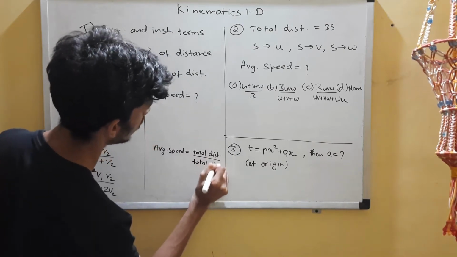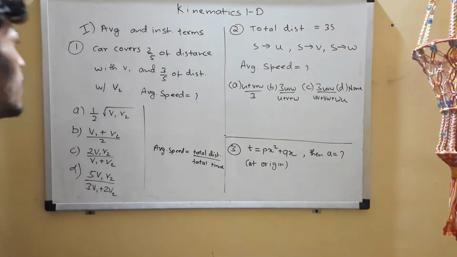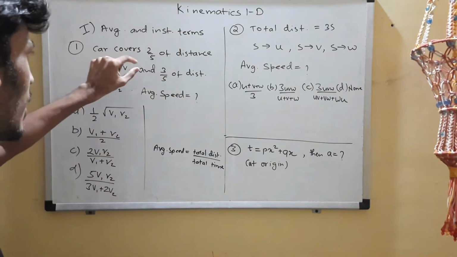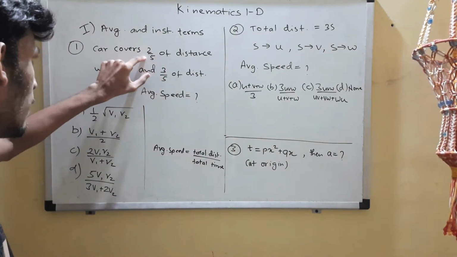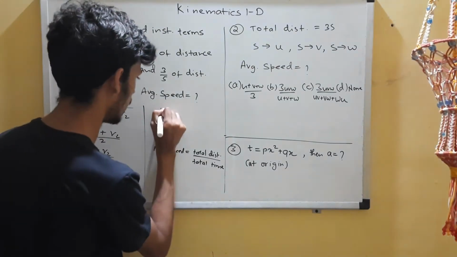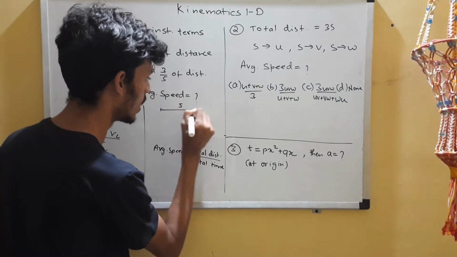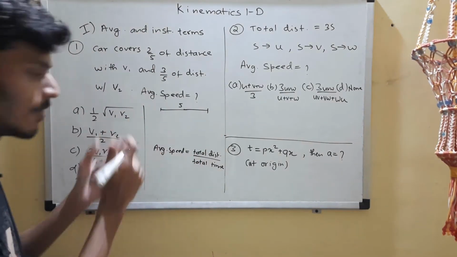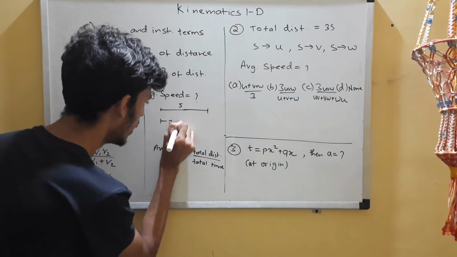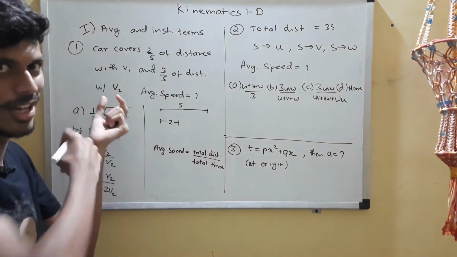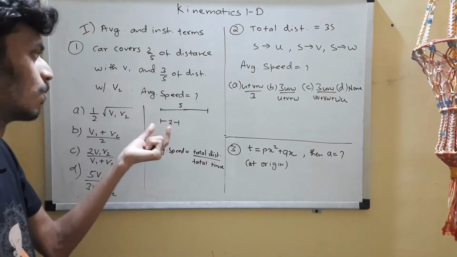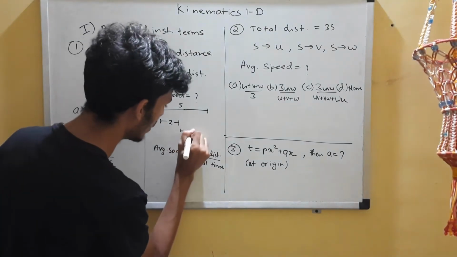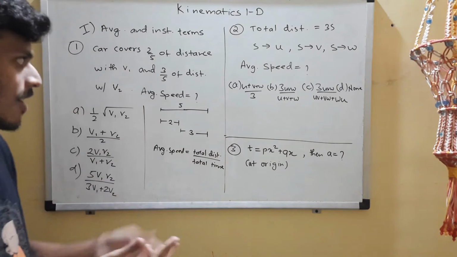Nothing about time is told, but we know the distance. We can assume the distance to be 5. I'll take 5 very wisely, because you can see 5 in the denominator. If I take the total distance to be 5, then 2/5 of 5 will be 2, since 5 and 5 get cancelled and you'll get 2. And here you'll get 3/5 of 5, which is again 3.